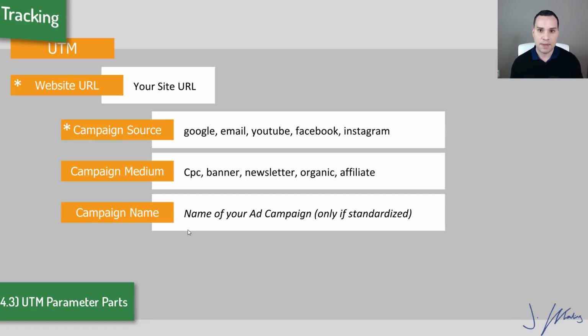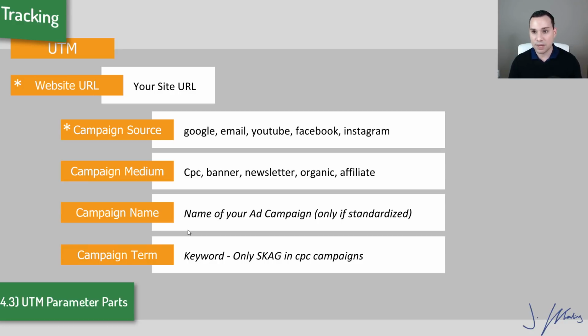Then next we have campaign, and this is where you're going to enter the name of the campaign this is coming from. I only recommend using this if you have standardized campaign names. So if you constantly change the naming of your campaigns, or you don't have a real good organization of the way you name your Facebook campaigns versus the way you name your AdWords campaigns or your organic campaigns, go ahead and just leave this blank. Really, when it comes to UTM parameters, blank is better than just guessing or filling something random in.